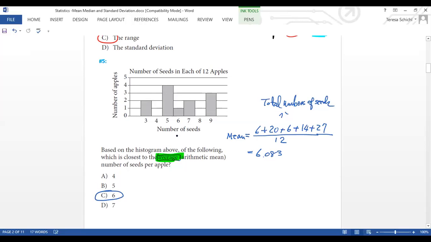Or, like in here, we know the average is basically trying to find the center, right? So probably here will be a good center of this distribution. If you don't know how to do this one and want to guess, that probably will be your best answer to guess.